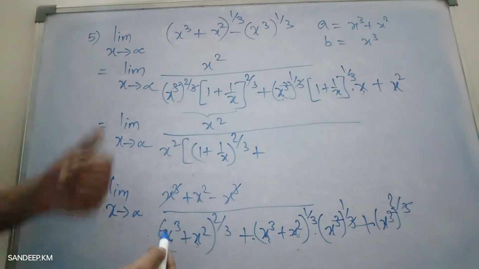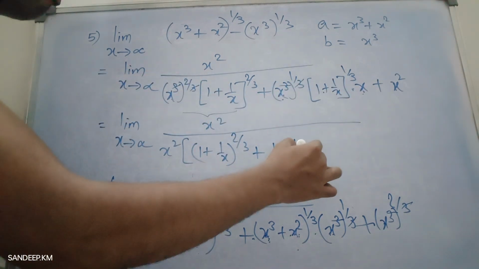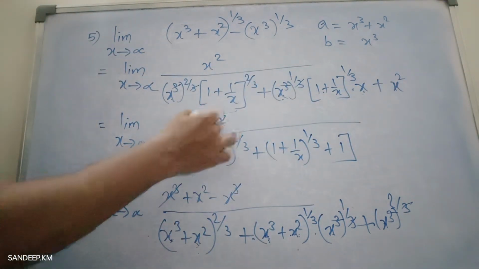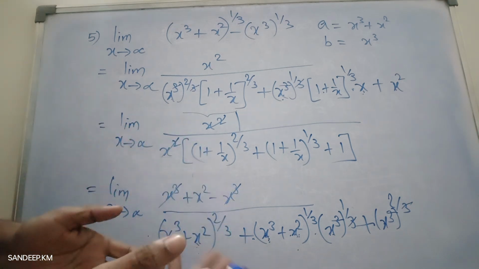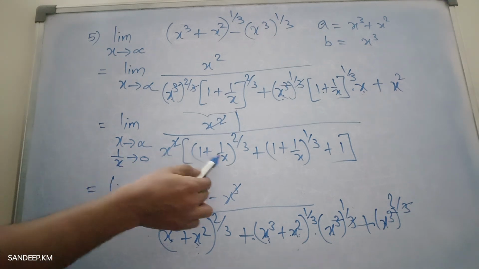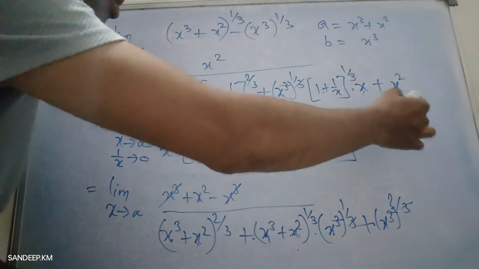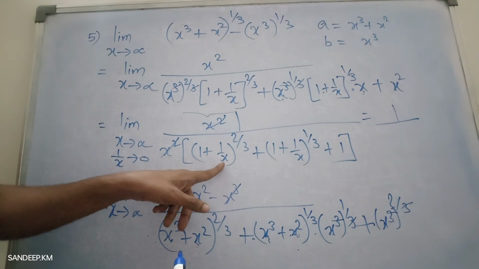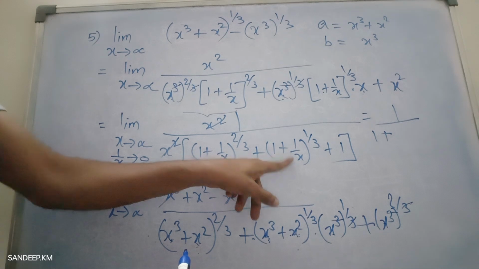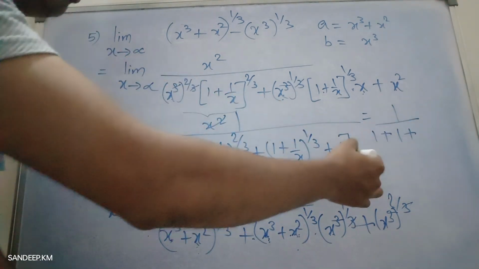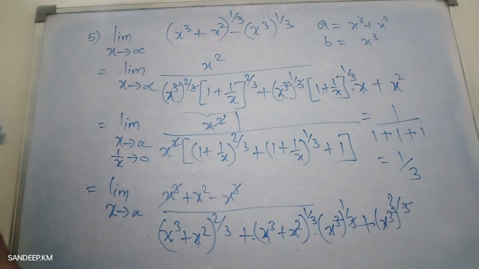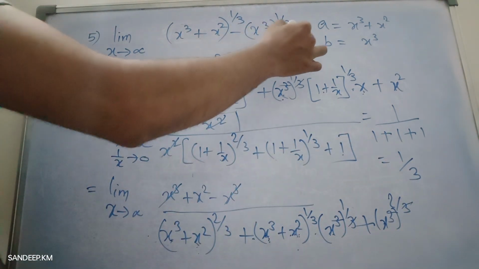X into x, x square went outside, only this is there: 1 plus 1 by x, power 1 by 3. And x square went out, so only 1 is there. X square in numerator, x square in denominator. The problem is over because if x approaches infinity, then 1 by x approaches 0. So substitute it: 1 by x is 0. So 1 plus 0 power 2 by 3 is 1. 1 plus 0 power 1 by 3 is also 1, and 1. So therefore the answer is what? 1 by 3. So students, the answer is 1 by 3 for this question.